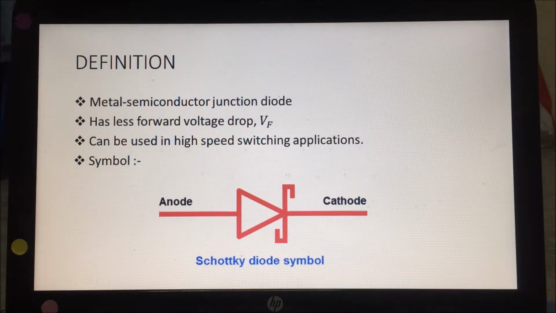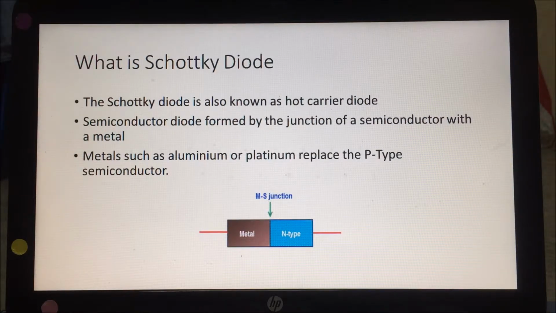The Schottky diode is named after German physicist Walter H. Schottky and is also known as hot carrier diode. It is a semiconductor diode formed by the junction of a semiconductor with a metal, titanium or platinum replacing the P-type semiconductor.